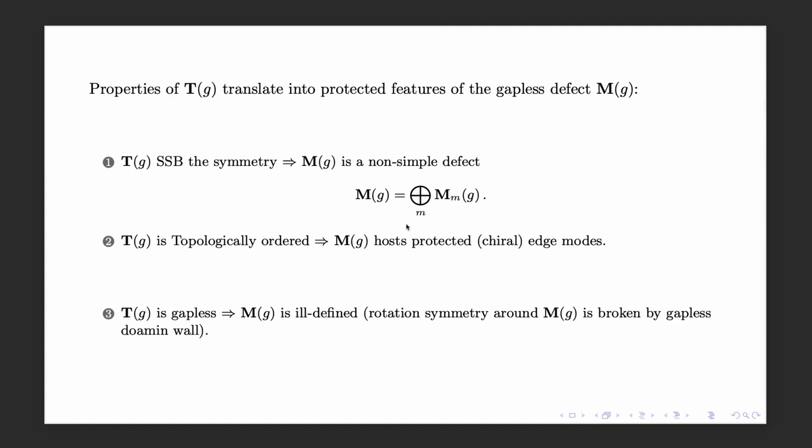The second, if it's topologically ordered, this domain wall will carry some protected modes which come from the edge of topological order. And the third case is when the domain wall is gapless, so it was not possible to find a gapped domain wall between this SPT and the trivial one. Then the monodromy defect is not quite well defined, because it would like to impose this rotational symmetry around this point. But of course, if this domain wall is gapless, you can't really rotate it. And the monodromy defect as such does not exist.